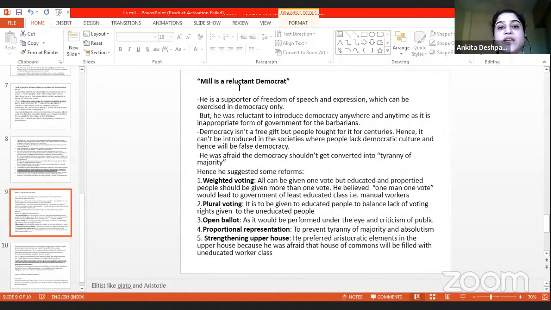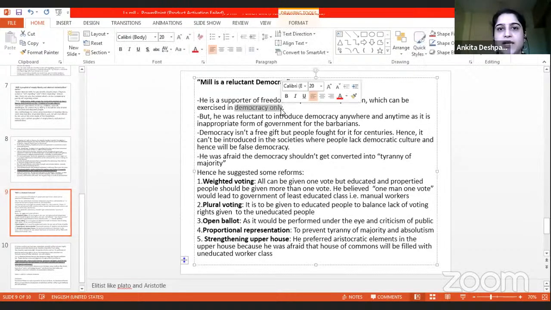Okay, another very important question generally asked: Mill is a reluctant democrat. He is a supporter of freedom of speech and expression, and liberty of conduct also, which can be exercised only in democracy. Authoritarian states or totalitarian states, wherein everything is controlled or there is an authority controlling every aspect of your life, do not give you freedoms. So freedom of speech and expression can only be exercised in democracy. This is what J.S.